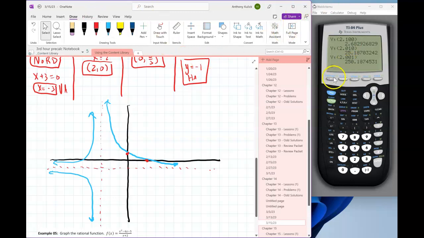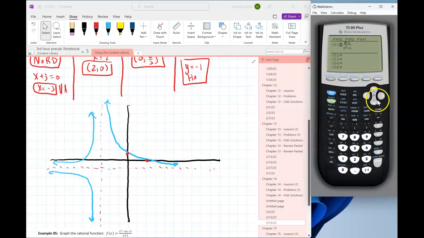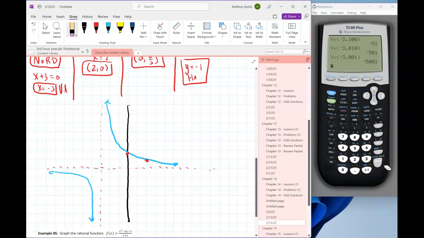How am I going to do that? The same way we did from the previous one. So I'll go update the formula in my calculator. And I need to pick some values that are a little less than -3. And what do I notice I'm getting? The down arrow. Oops.